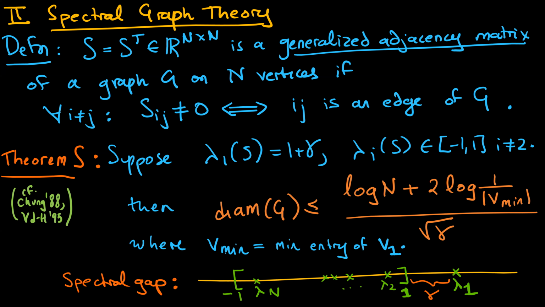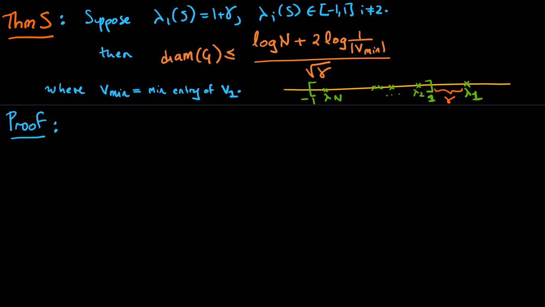In this picture, I have drawn a little diagram of where all the eigenvalues are. So lambda n through lambda 2 are all in the interval -1 to 1, and the top eigenvalue is gamma larger than the rest of them. So a proof of this theorem is quite straightforward.